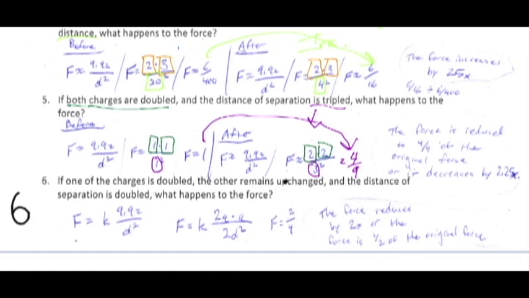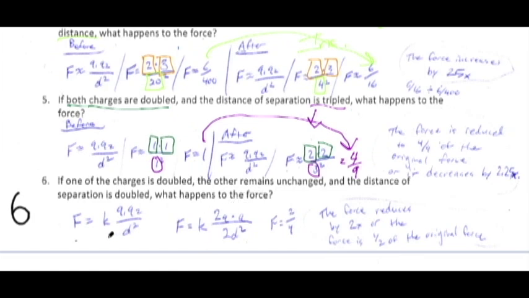So the force is either reduced to 4/9 of the original force. Original force was 1, the new force is 4/9. Or we could say, after doing 1 divided by 4/9, which comes out to 2.25, we could say it decreases by 2.25 times, or we could say it decreases by a factor of 2.25. All of those are saying the same thing, just slightly worded different.